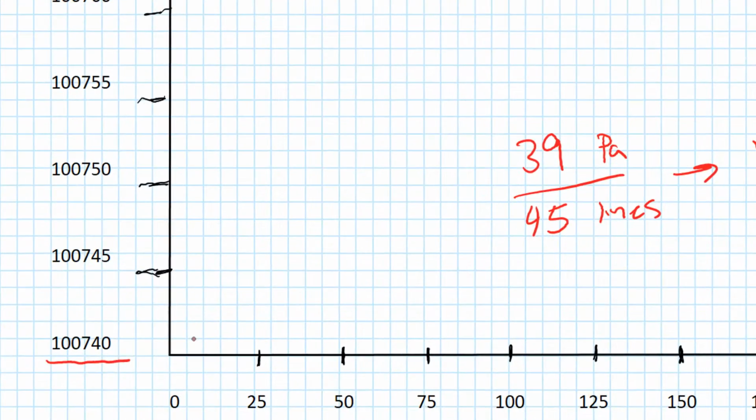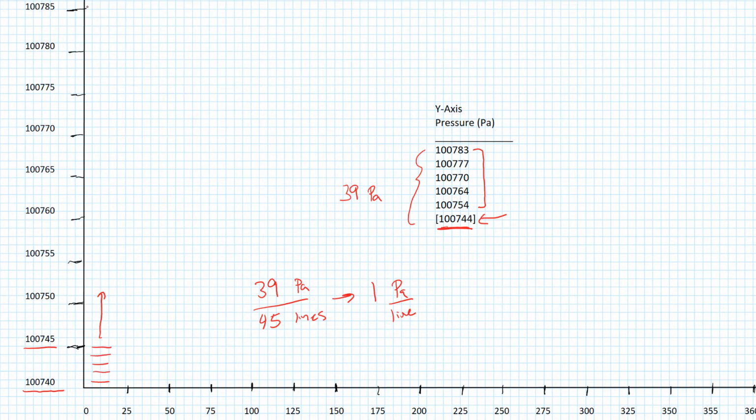And then I can go up 100,741, 742, 43, 44, 100,745, and I can keep going on and on and on until I get to the top where I've got 100,785, which is a little bit bigger than my biggest pressure. So I've got all of my data points now fit on this scale.